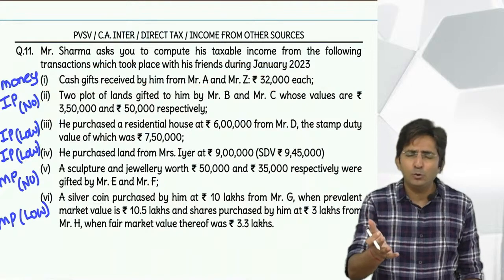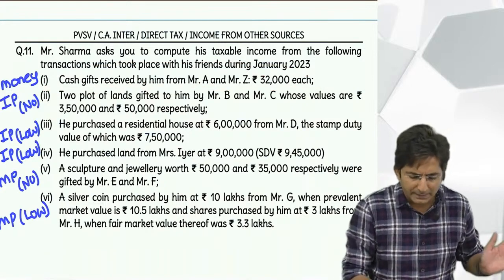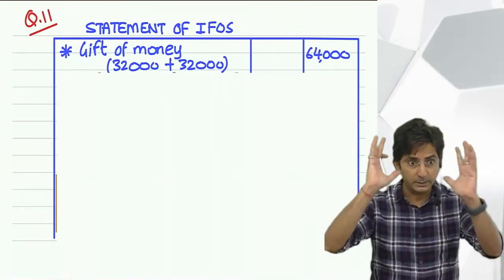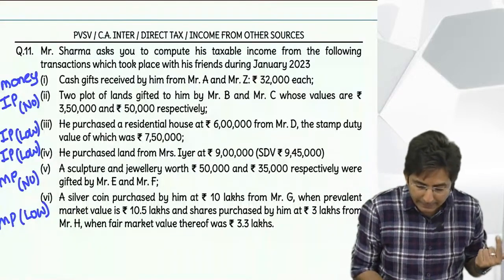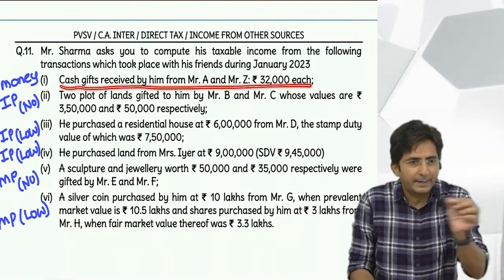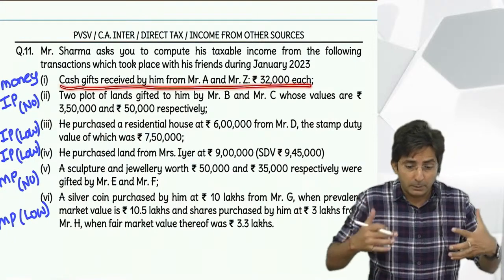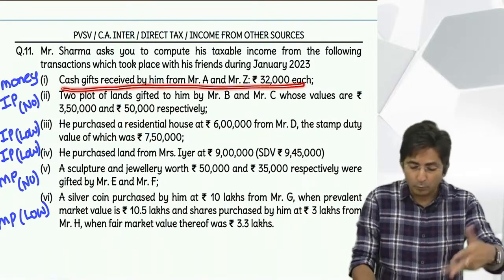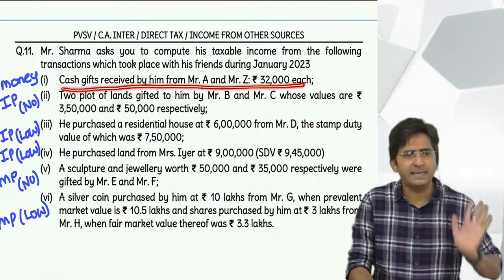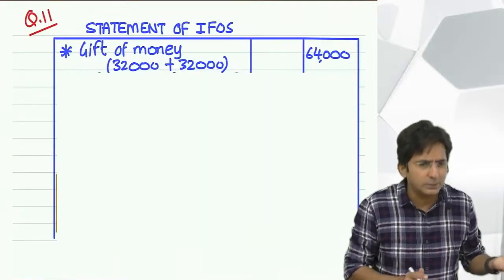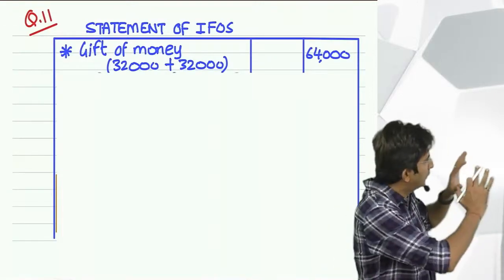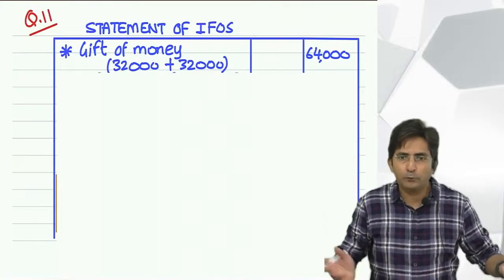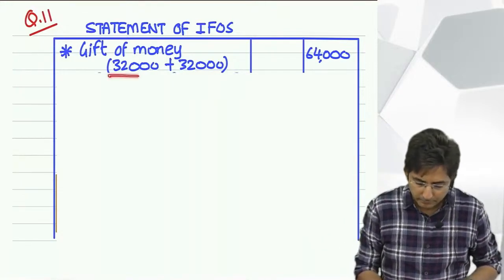See, regarding wordings, you don't have any tension. I have less space in my iPad. Because I want to write as big as possible so that it is visible to the students. If I write the same sentence here, I will have to use small handwriting and it will become congested. So, for better visibility, I am writing in short. But if you want, you write the same sentence. What is the sentence? Cash is received by him from A and Z. Write as it is. Don't worry about that. But I have written in short because I have my own reasons, so that I can show the presentation as good as possible. And it is not wrong to write this. A gift of money. Done?